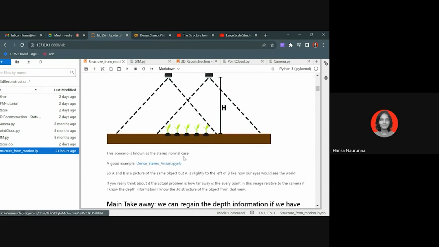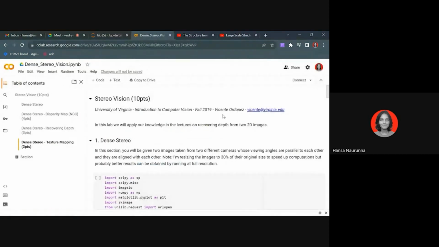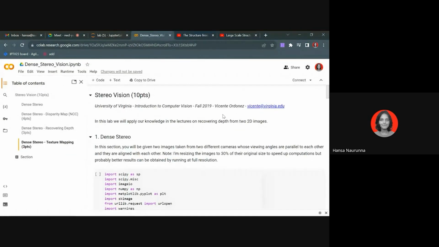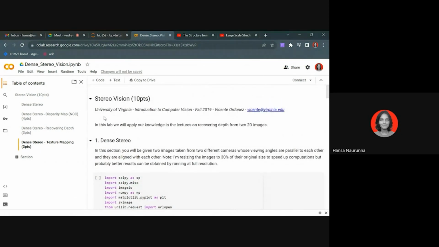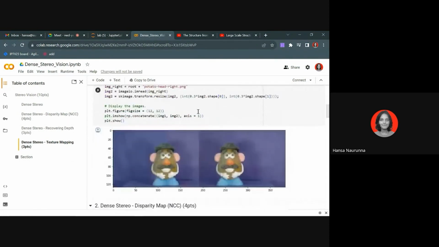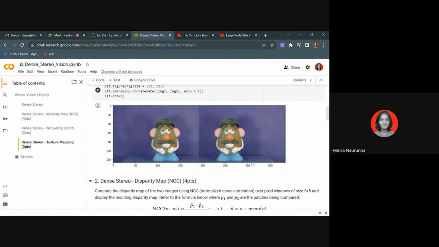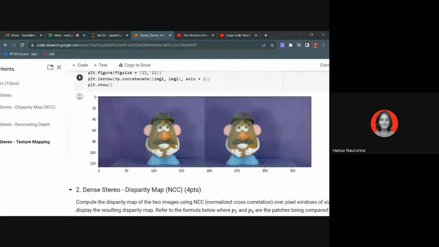There's a really good example in this notebook, dense stereo vision, which goes into how we can extract from the parallax the depth information that we lose when we take a picture. This notebook is from the University of Virginia, Introduction to Computer Vision. We have two pictures, one picture of Mr. Potato Head and another picture of Mr. Potato Head, exactly like how our eyes would see the world.